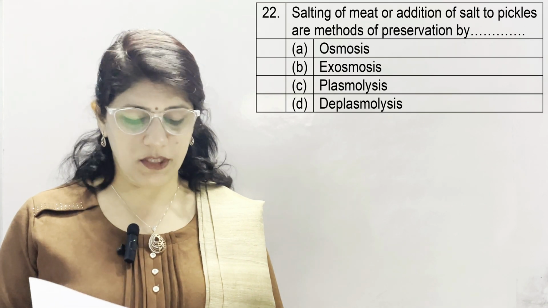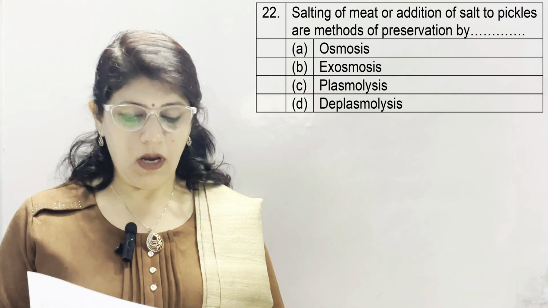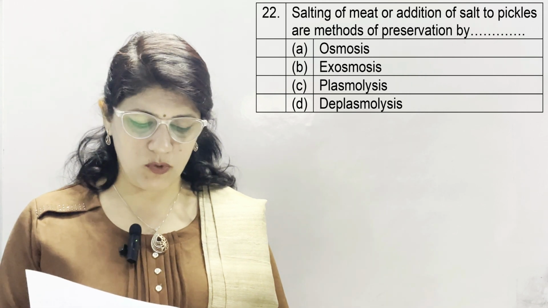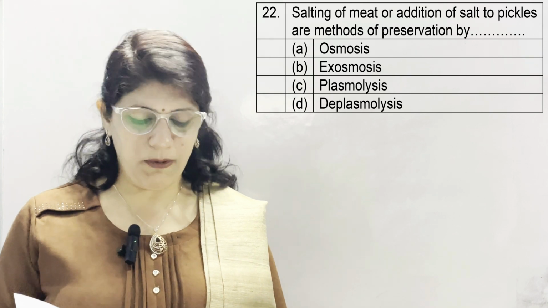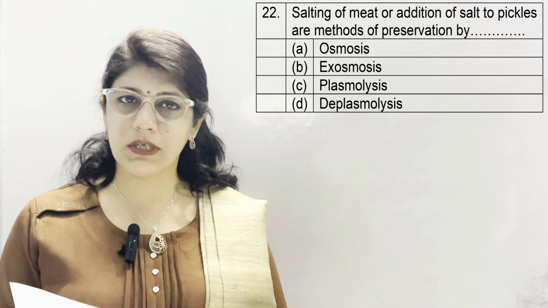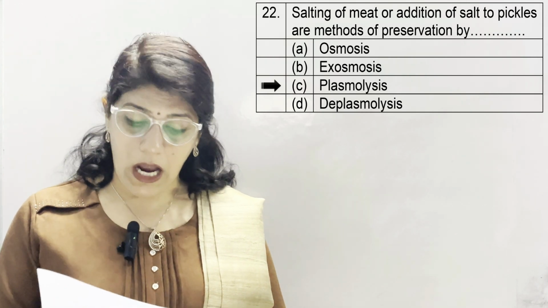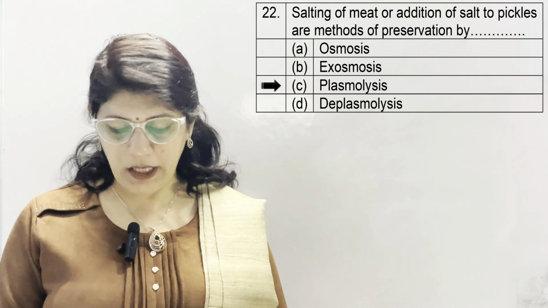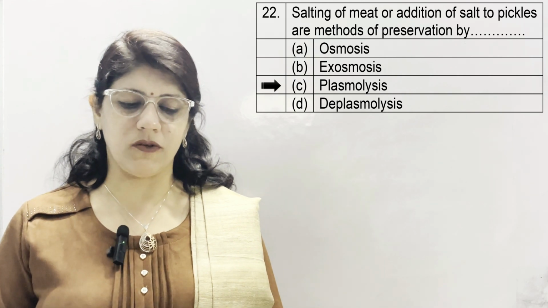Now question number 22. Salting of meat or addition of salt to pickles are methods of preservation by A option osmosis, B exosmosis, C plasmolysis, and D deplasmolysis. And the correct option is C, which is plasmolysis, because salting creates hypertonic condition in which fungi and bacteria get killed by plasmolysis. So correct option is C, which is plasmolysis.